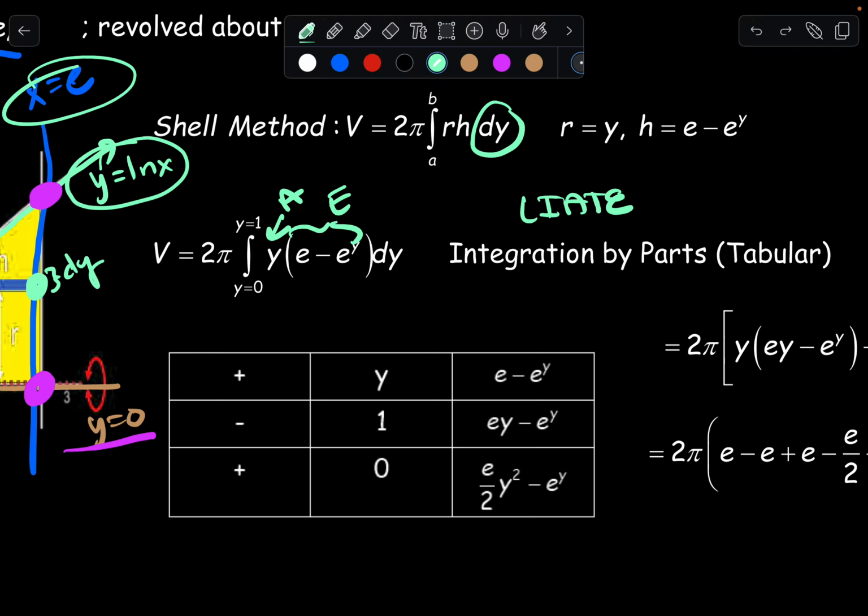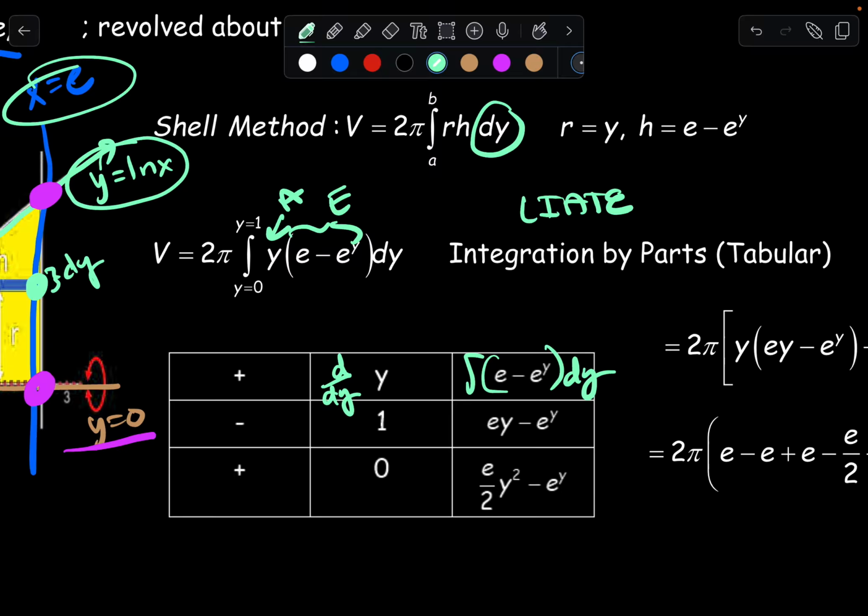Now in the other column, we will start with our exponential expression, which is e minus e to the y. Because we differentiate this first column with respect to y, you will integrate with respect to y the second column. When we integrate e with respect to y, it's a constant, so we get e times y. And then when you integrate e to the y, it's just e to the y.